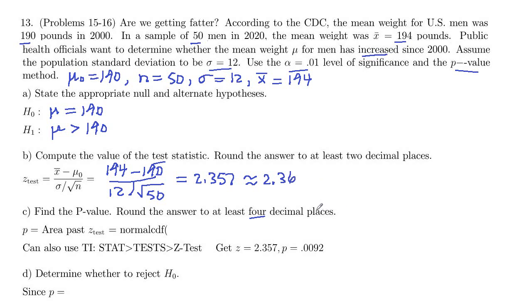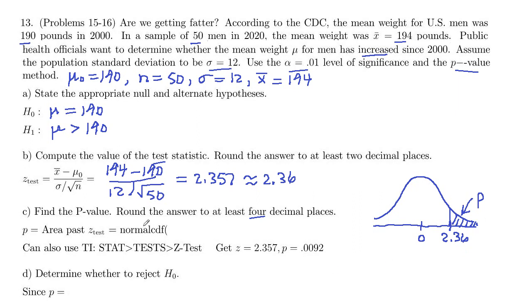And the p-value is the area past the test statistic. So here's our sampling distribution. So that's the x bar distribution. It has a mean of 0. And our test statistic is 2.36, so that'll be out here to the right. And we want to find the area past that 2.36. That is our p-value.